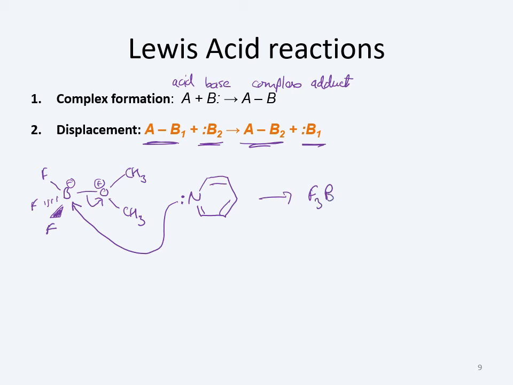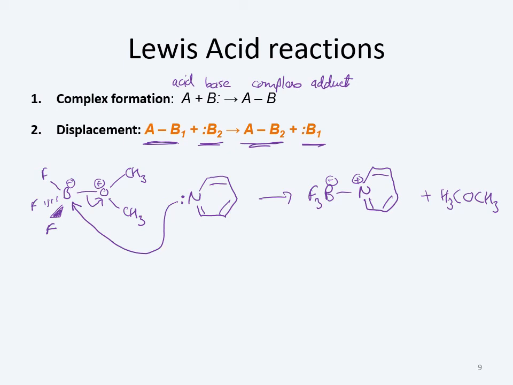BF3 attached to the pyridine. Possibly one of the worst pyridines ever drawn, but nevertheless, you get the idea. And you get a regeneration of your dimethyl ether. Okay, so that's an example of a displacement reaction.